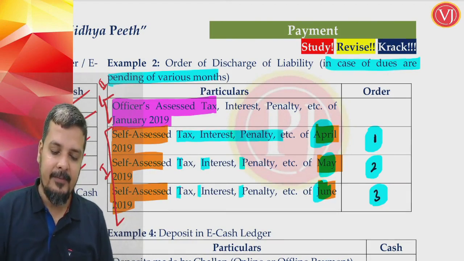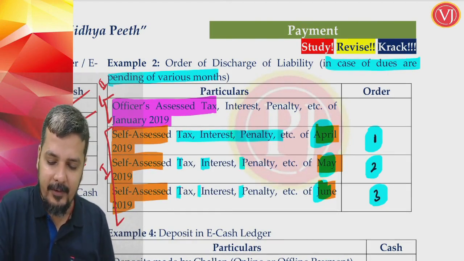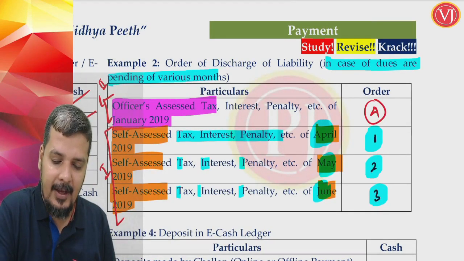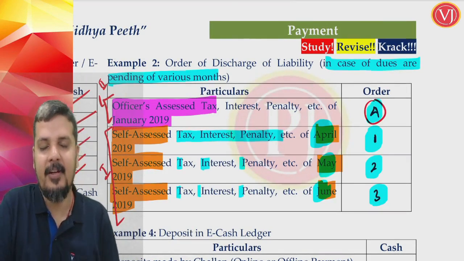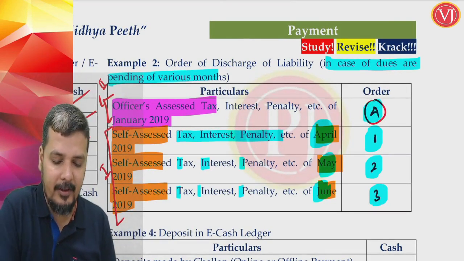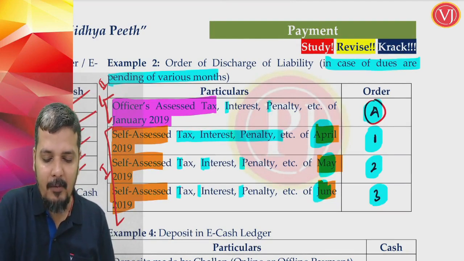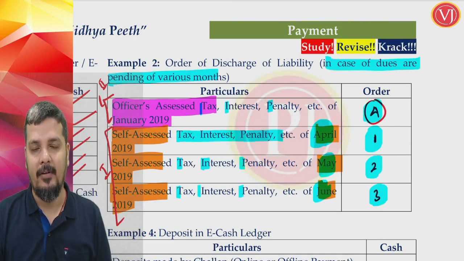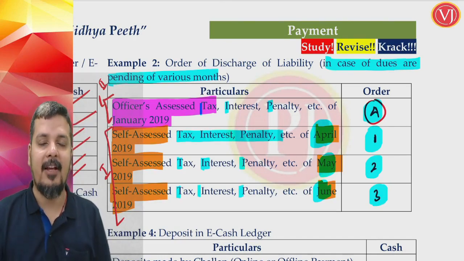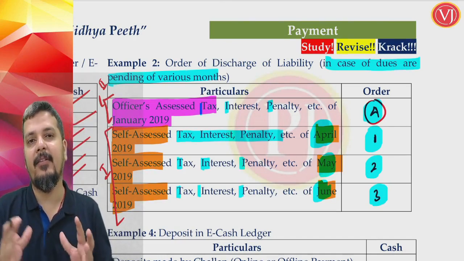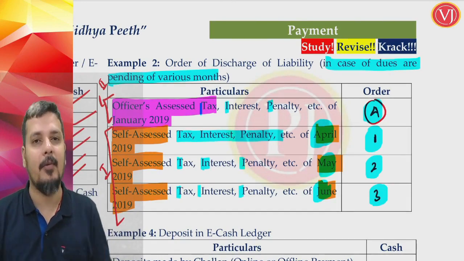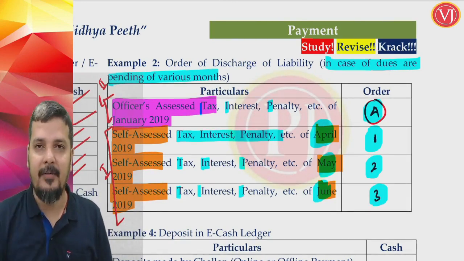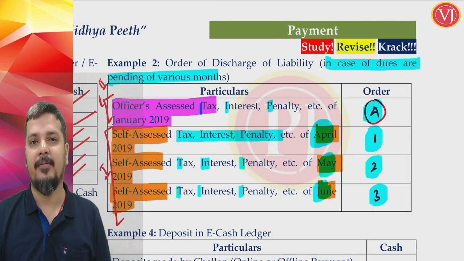And finally you have to close your officer assessed liability. So the last would be, once you have discharged all your self-assessed liability, close your officer assessed liability. Now one may wonder what difference it makes. It makes a difference when you are talking about calculation of interest. You would like to close officer assessed liability first because its interest keeps on ticking and interest will be more. But no, you cannot touch that first. You have to first pay your self-assessed liabilities.